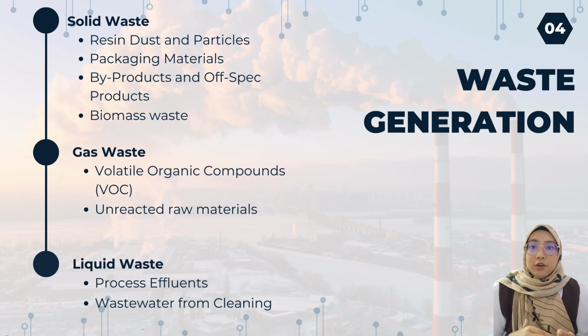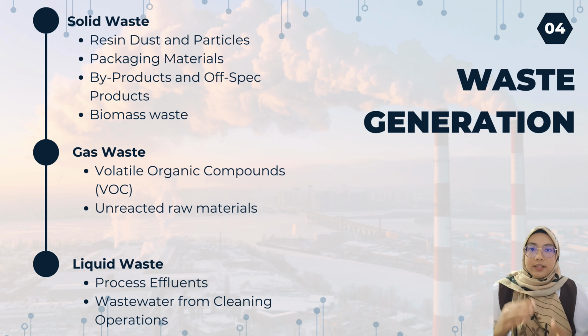From the production process of UPR and alkyd resin, waste generation includes solid, gas, and liquid waste. Solid waste comprises resin dust and particles generated during handling and processing, as well as packaging materials used for raw materials, intermediates, final products, and byproducts. Biomass waste includes organic materials like wood, leaves, or plant debris generated during construction.